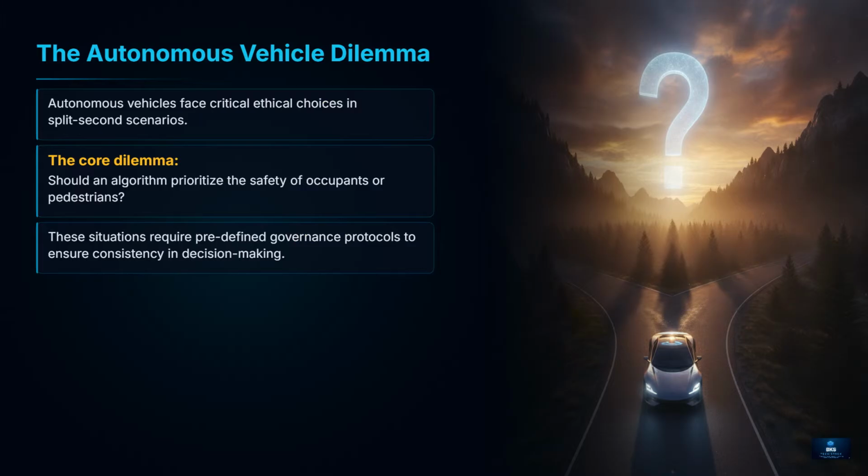Autonomous vehicles bring ethical dilemmas to the physical world. In an emergency, how does the machine choose between 2 lives? We cannot leave this to chance. We must establish governance that dictates the value of human life within our algorithms, balancing safety with legal and societal expectations before the car ever hits the road.